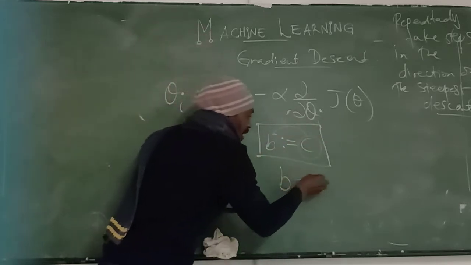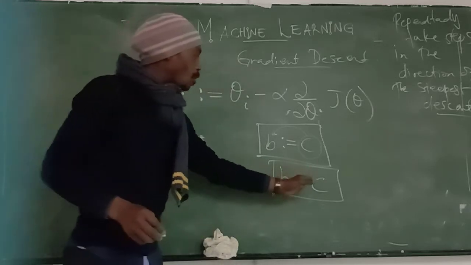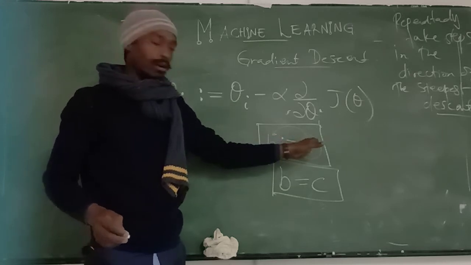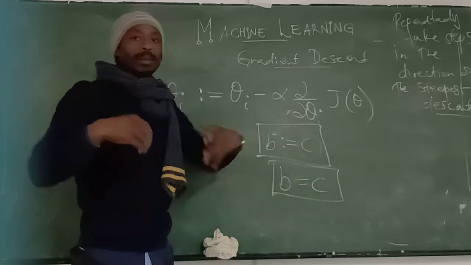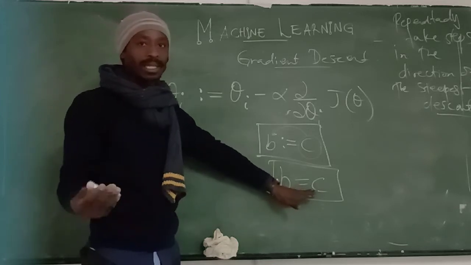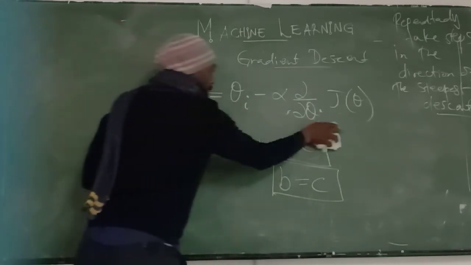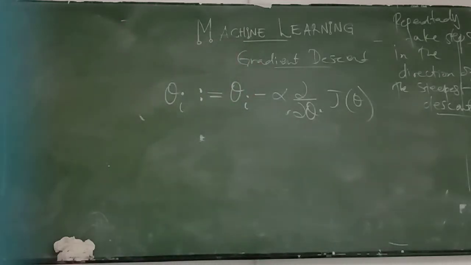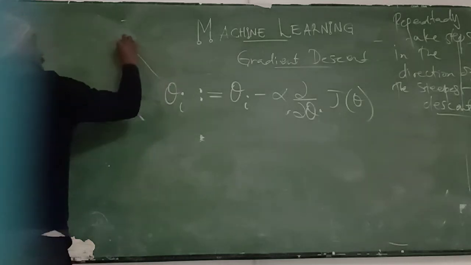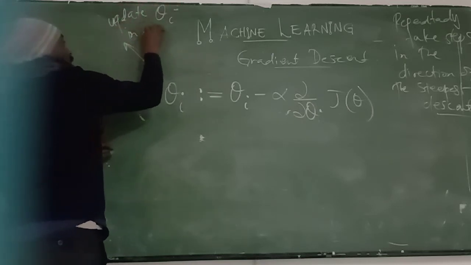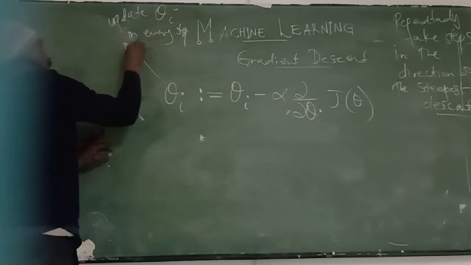Unlike if I have B is equal to C, which is not like B colon equals C. B is equal to C is a bit different because it is a statement of assertion. I'm asserting that C is exactly equal to B. So basically, this is how we update theta i in every step that we take.